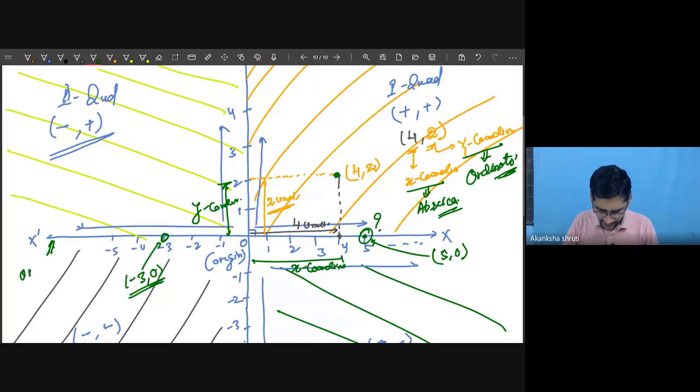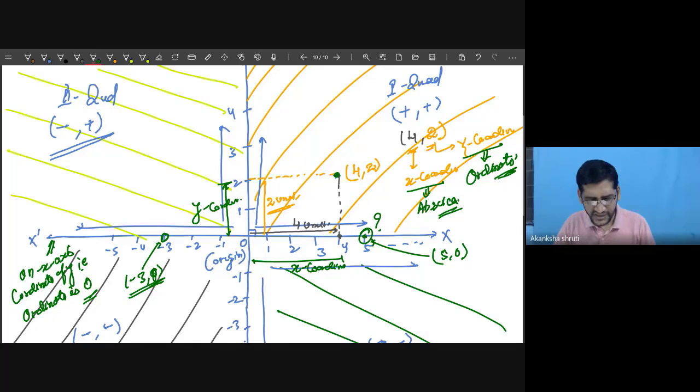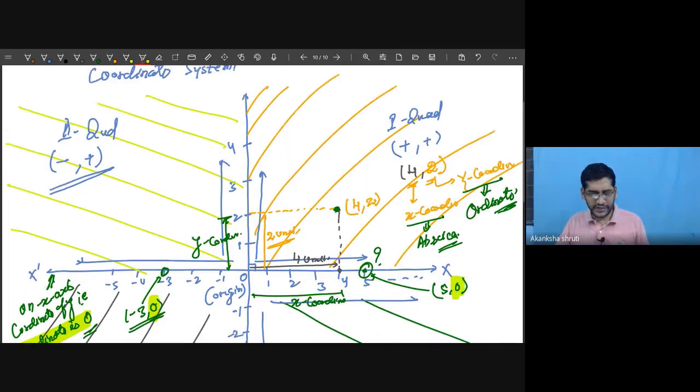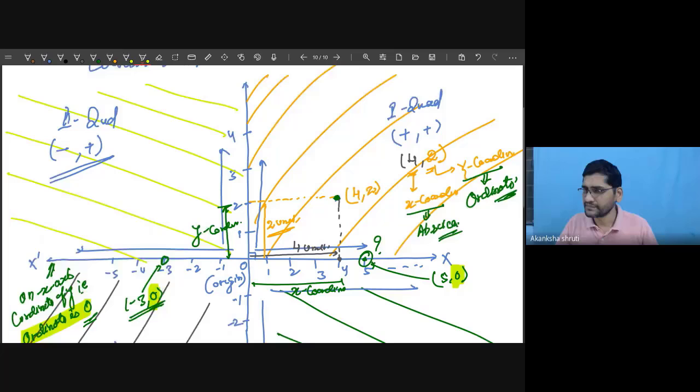So on the x-axis, the y coordinate, that is the ordinate, is 0. Getting? So always we get 0. Like for this point, or like for this -3, 0, or even this one, for all the points the y coordinate is 0. Based on this I had asked a question in this test, and most of you have made a mistake. So you people are forgetting.